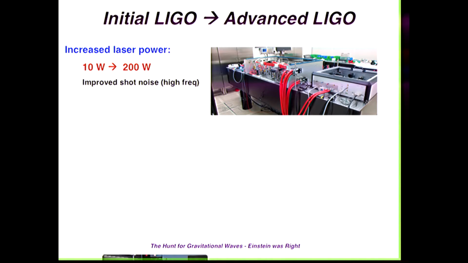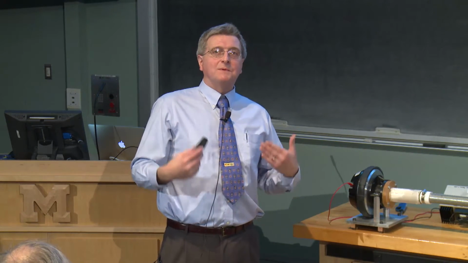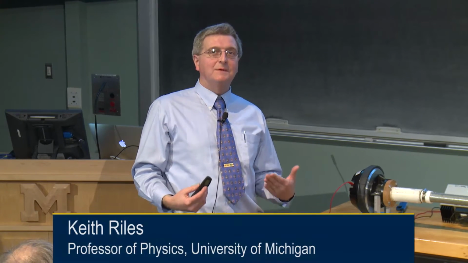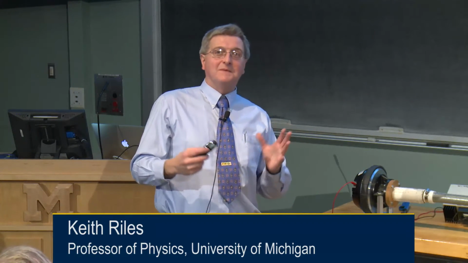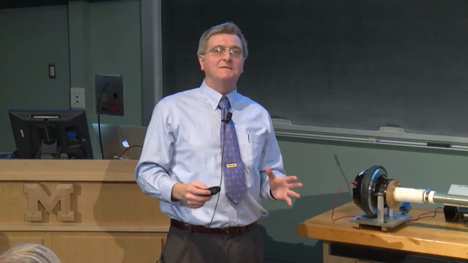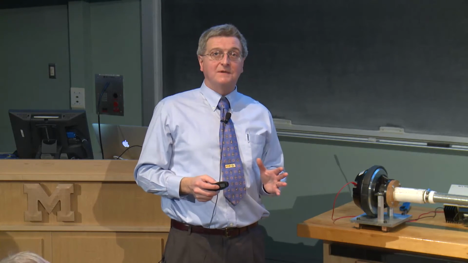Now, initial LIGO ran from about 2001 to 2010, and it worked quite well. It got down to the design sensitivity it was meant to achieve. But the problem was that the gravitational waves we were looking for were just too weak. And that was not a surprise to us. Initial LIGO was always meant to be, in some sense, a massive pilot project to demonstrate the feasibility of this technology, of this technique of measuring gravitational waves.